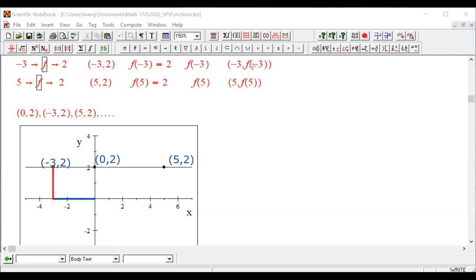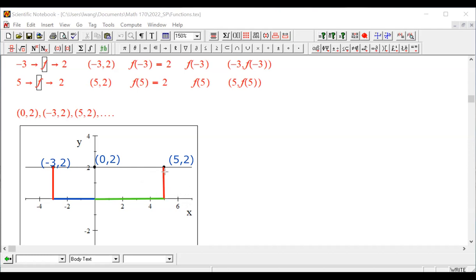Now, how about 5, 2? 5 is a positive number, so you measure 5 units from 0. There. And what's the output? The output is 2. So when you see the mark of the point, you know how they're measured. You can also see the geometric meaning of it.